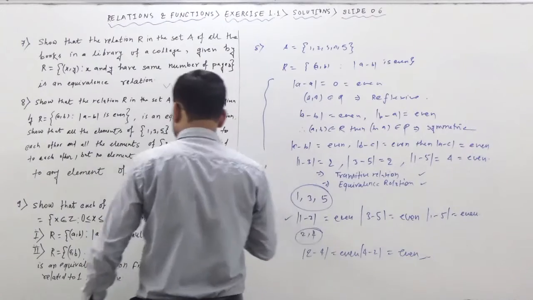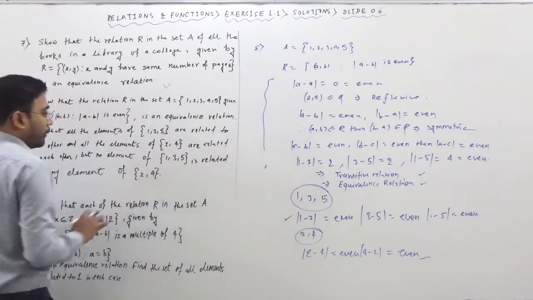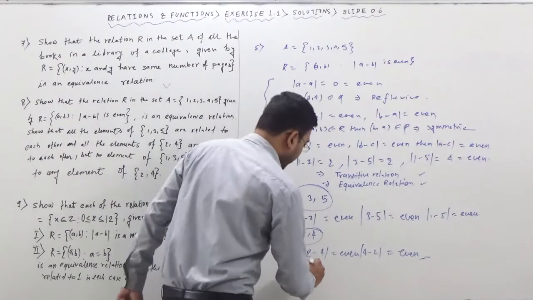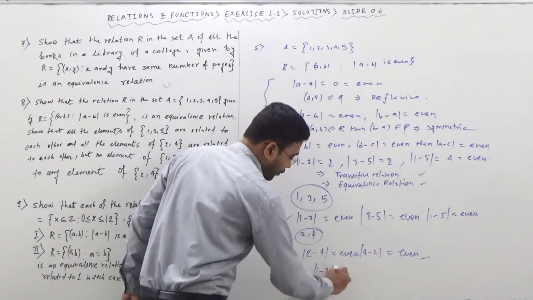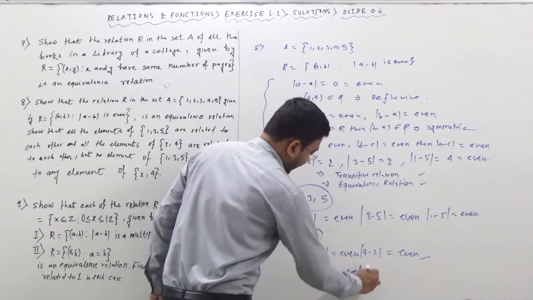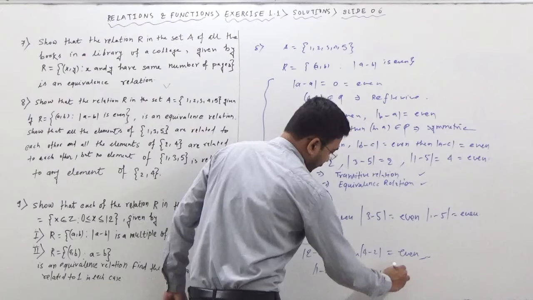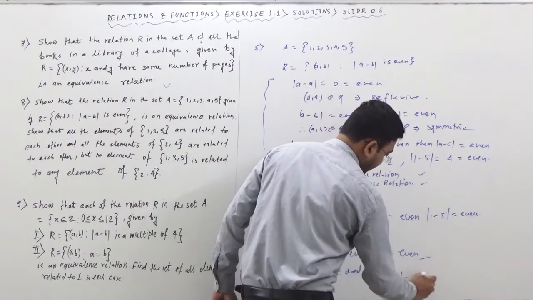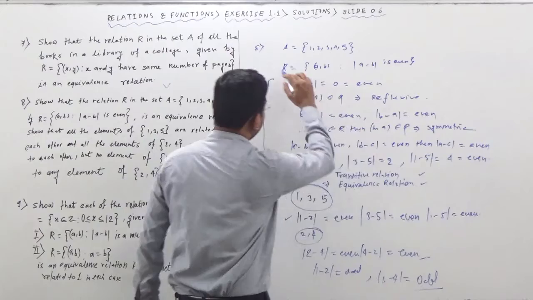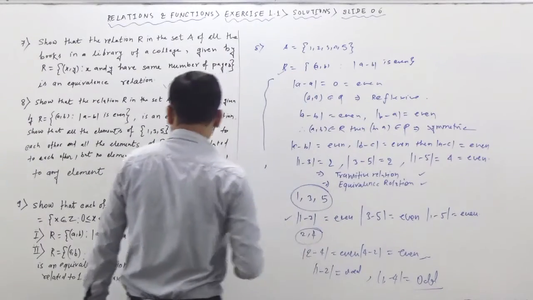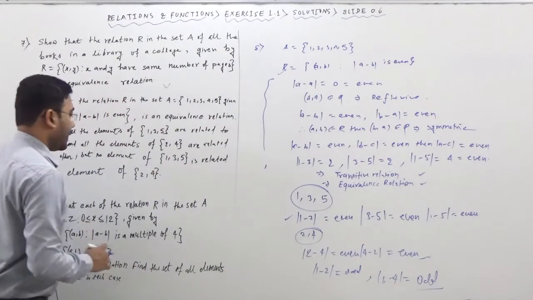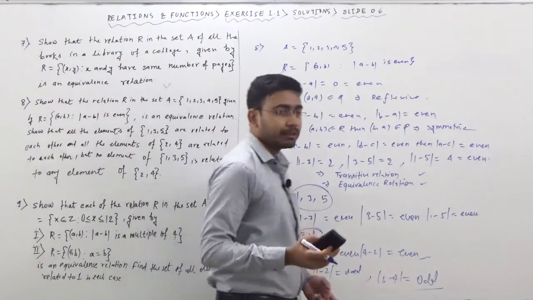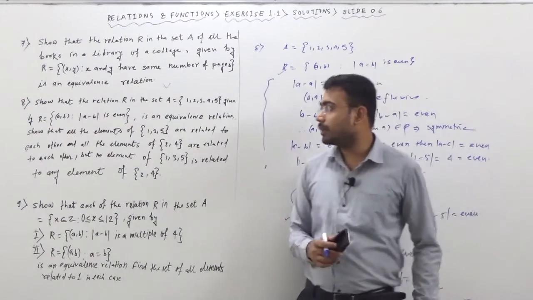But no element of {1, 3, 5} is related to any element of {2, 4}. How? So here we can say, 1 minus 2 is going to be odd. Are you getting it? 1 minus 4 is again going to be odd. So we'll not accept it, because that is not in that particular relation. So we'll say, hence any element of {1, 3, 5} is not related to any element of {2, 4}, right? So in this way we'll complete this question number 8.